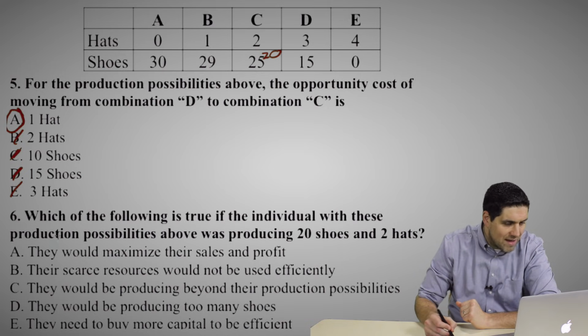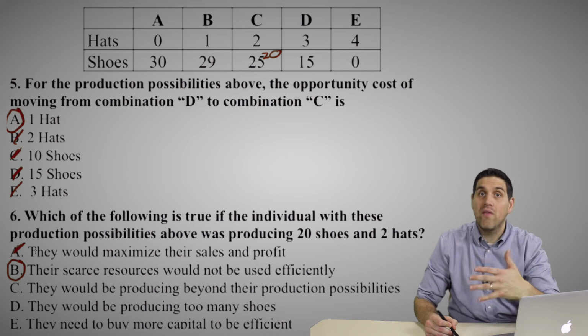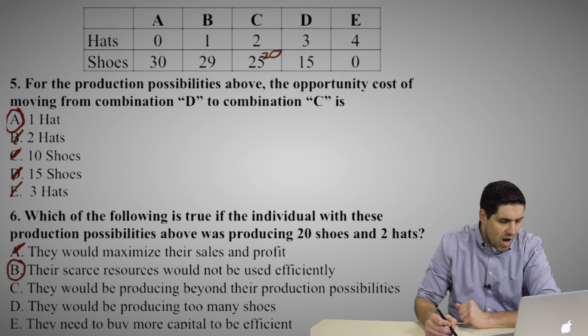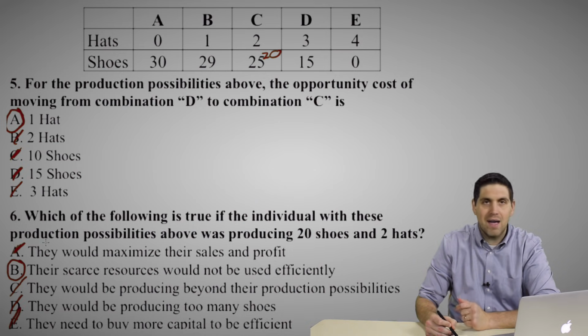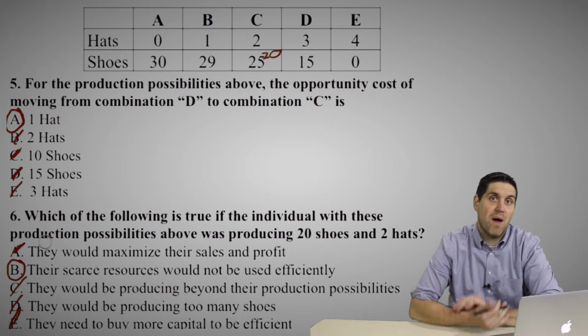So they would maximize their sale and profit. That makes no sense. No, that's not it. Their scarce resources would not be used efficiently. That's it. They're not using all their resources because they're not on their production possibilities curve. They're at a point inside the curve. They would be producing beyond the production possibilities curve. No. They would be producing too many shoes. No. They need to buy more capital to be efficient. No. The right answer, no doubt about it, is they're inside their production possibilities curve.